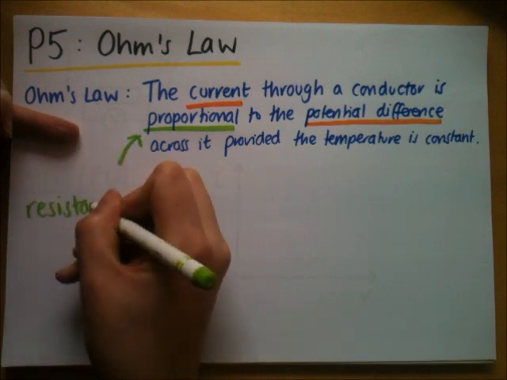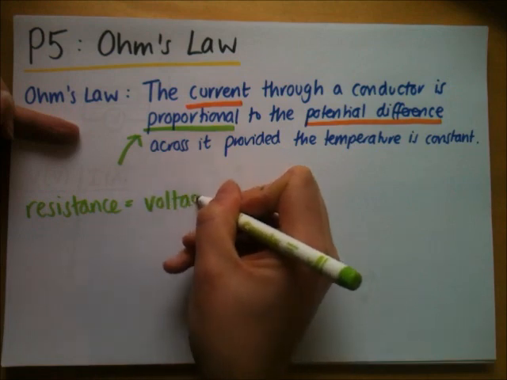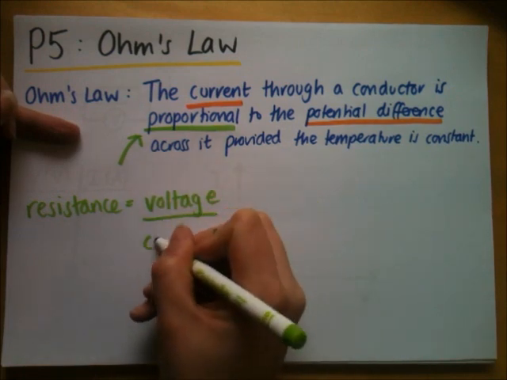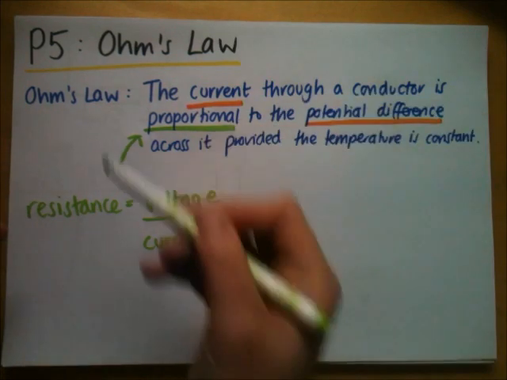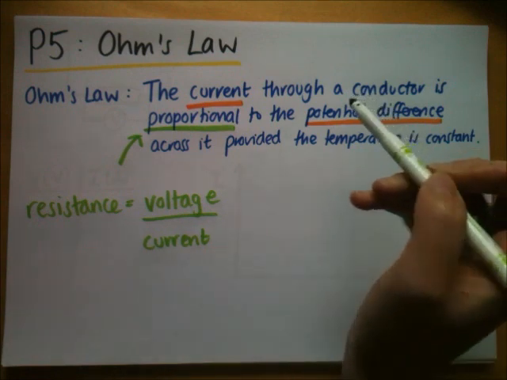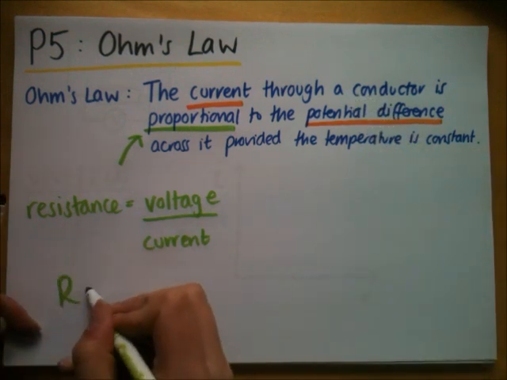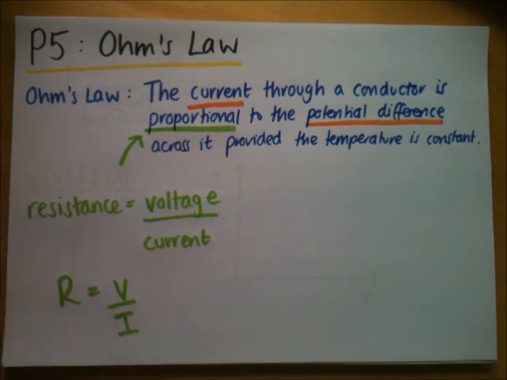Resistance is equal to voltage divided by current, okay? So Ohm's law tells us this. This is all it's kind of saying, is that resistance equals voltage divided by current, but that's that in words. We can write that to make it easier as R equals V over I. So it's much quicker to write in that way.